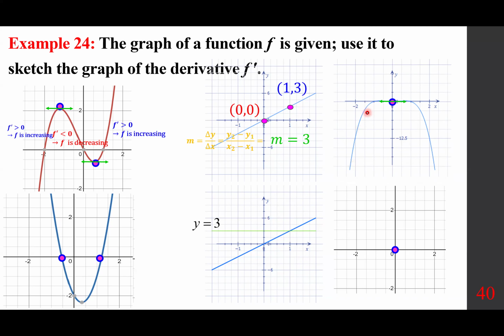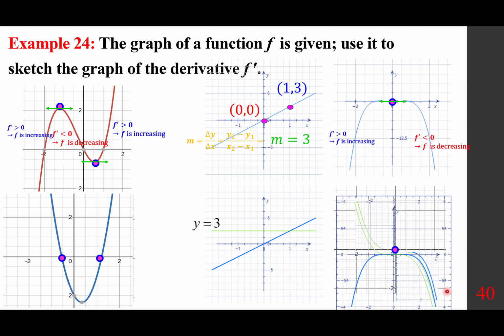This portion of the graph is increasing. This portion of the graph is decreasing. So for the increasing part, it's above the x-axis. And for this part is below the x-axis. Putting them together, you get the graph looking like that. Bear in mind, it doesn't have to be perfect. As long as you have some idea, you should be able to handle the question.